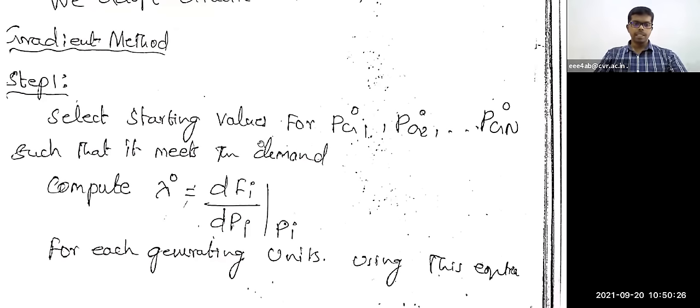So step number 1 is to select the initial values for the power generating units, P_G1, P_G2 up to P_GN, taken as P_G1 naught, P_G2 naught up to P_GN naught. Next, step number 2 is compute lambda naught, that is df_i divided by dP_i, substituting P_i for each generating unit using this equation.